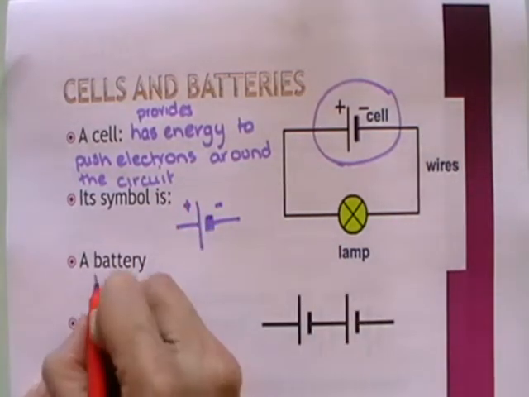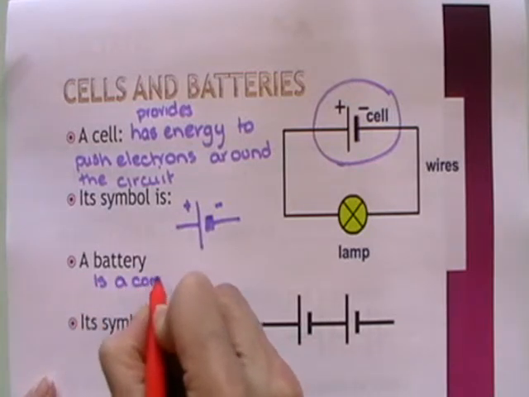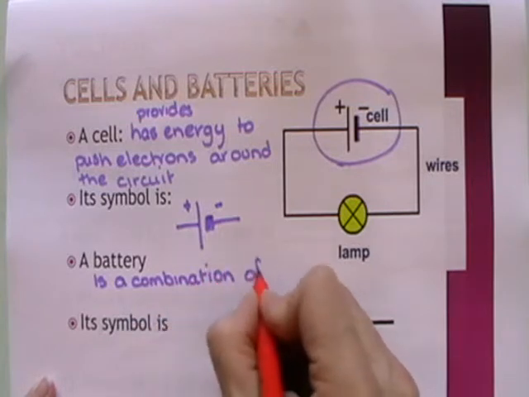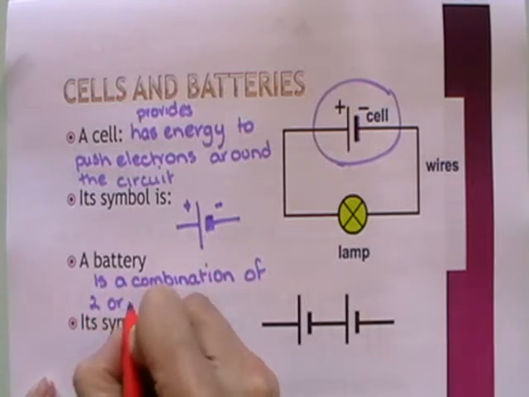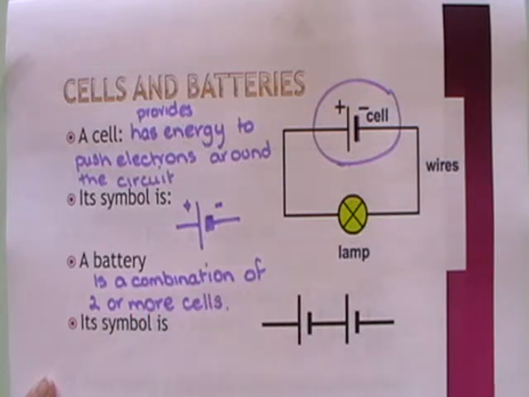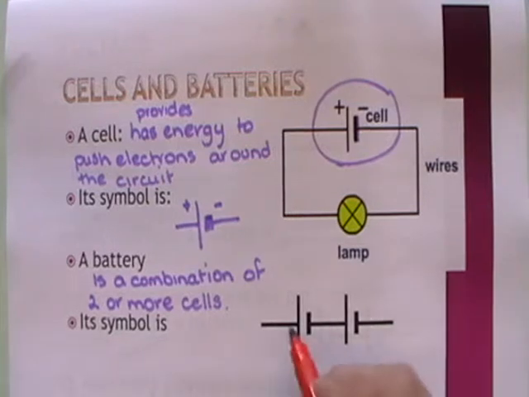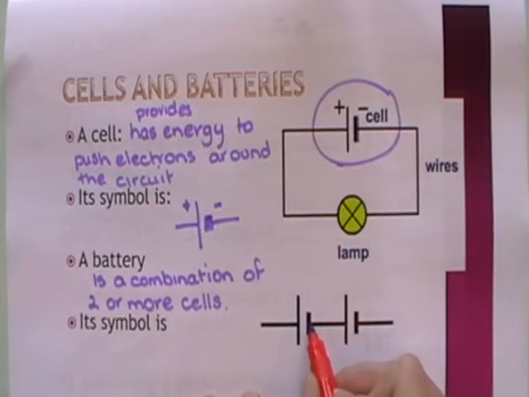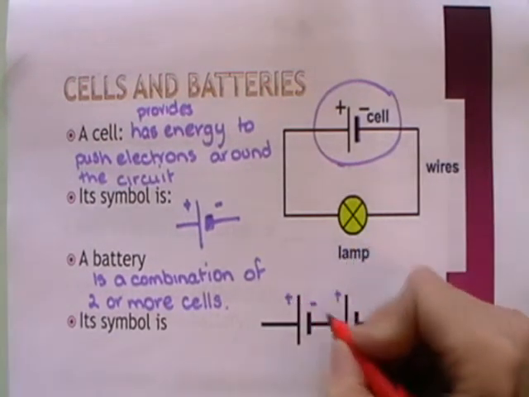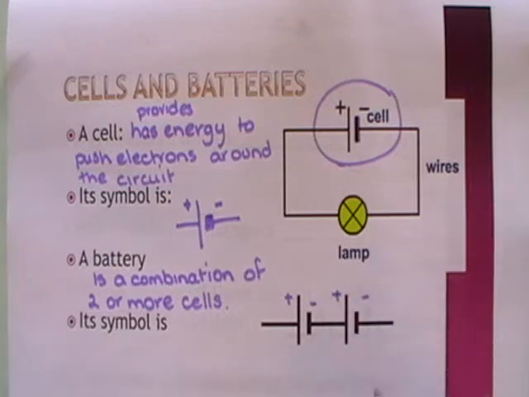So a battery is a combination of 2 or more cells. And its symbol is already given here. You show it just with the 2 cells beside each other, and you connect a line between the short fat part of one and the tall thin part of the other, or the negative and the positive. So that would be positive, negative, positive, negative. And you must connect those cells positive, negative, positive, negative.